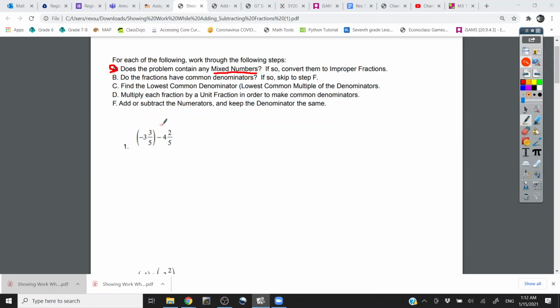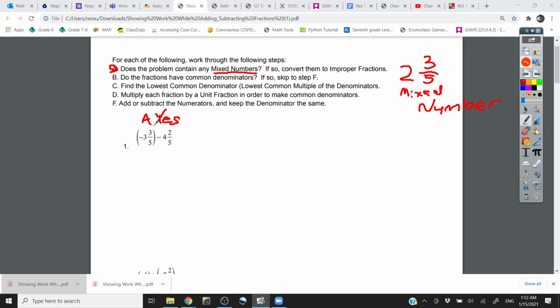Mixed numbers have an integer and a fraction. So for example, 3/5 is not a mixed number. That's a proper fraction. But 2 3/5, that is now a mixed number because it has an integer and a fraction. All right, so does the problem contain any mixed numbers? Well, this right here is a mixed number, and this is also a mixed number. So for part A, my answer is yes, there are mixed numbers.